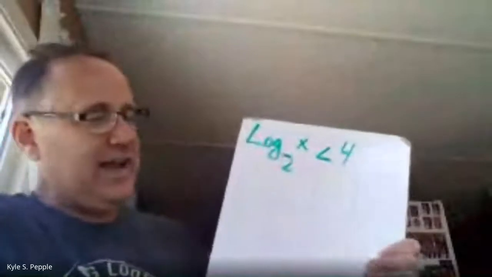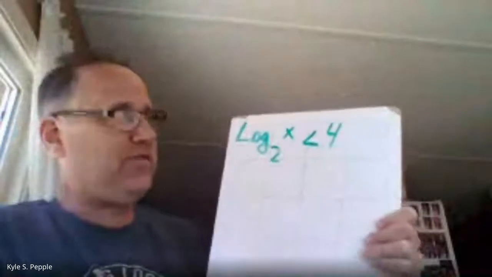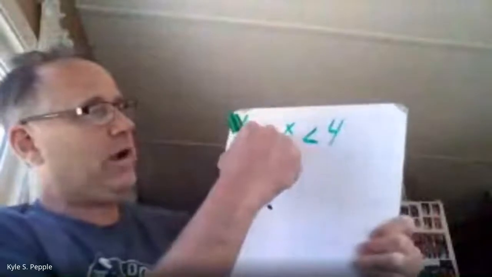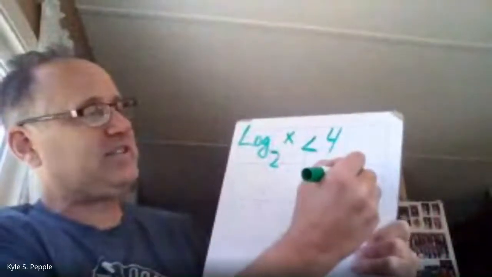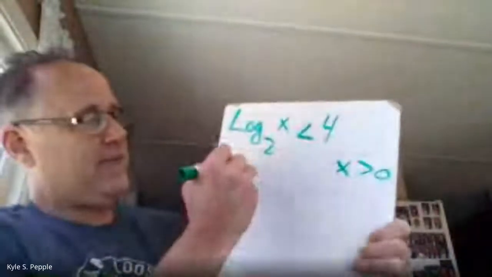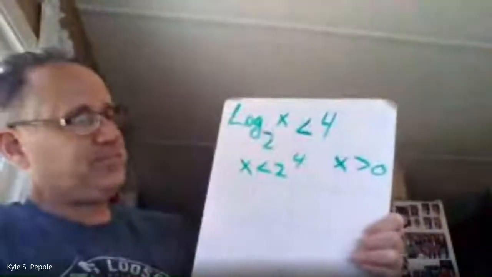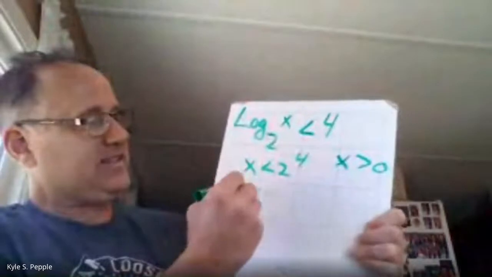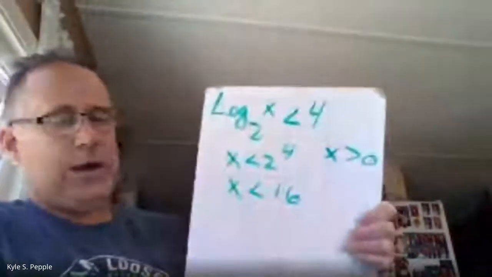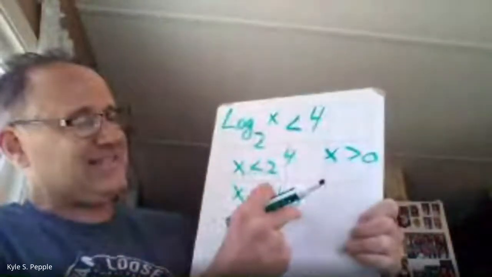So now let's take a look at guided practice 3B, bottom of page 479. Okay, so again, we have an inequality. So therefore, whatever this term is, x needs to be greater than 0. Now let's solve it. X less than 2 to the 4th power. 2 to the 4th power is 16. So here we have x is less than 16.